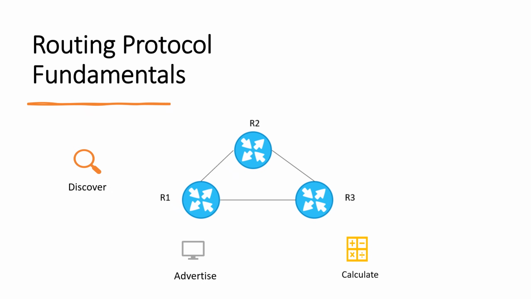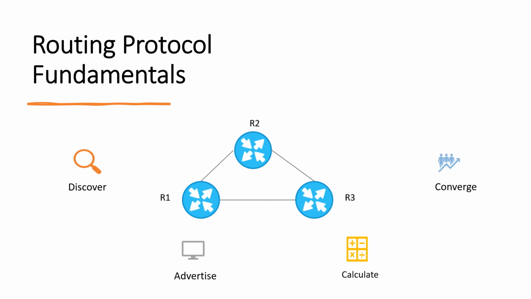It calculates. It calculates the best path to a remote network if multiple paths exist. For example, from R1 to R3, I have two paths, one from R2 and one from R3. So it calculates the best path.